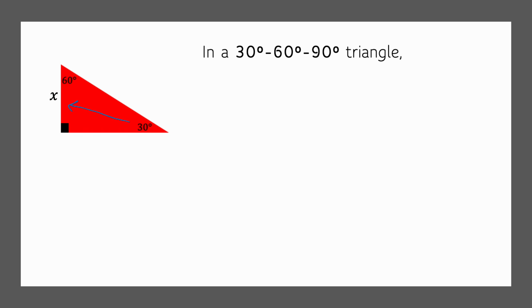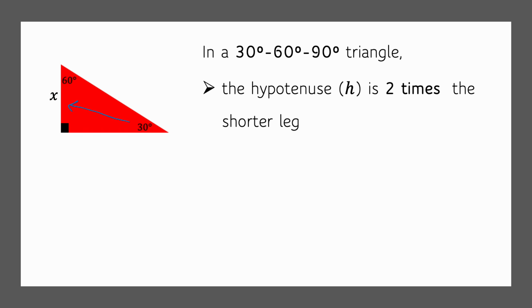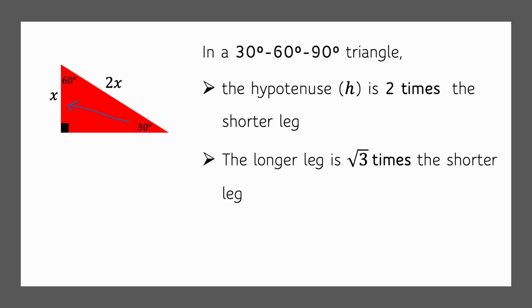In a 30, 60, 90 triangle, what we know is the hypotenuse is 2 times the shorter leg, so 2x. And the longer leg is root 3 times the shorter leg, or x times root 3.